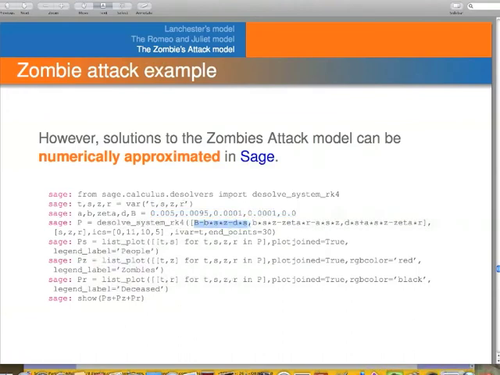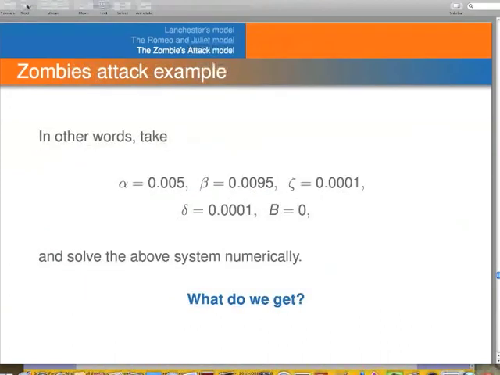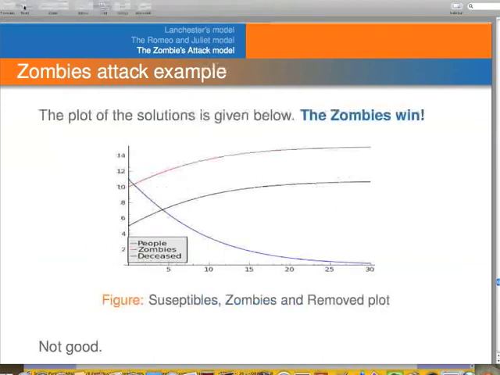Here's the system of differential equations. That's s prime, z prime, and so on. And now we want to plot each one of those. We'll solve numerically for s and z and r, and then we want to plot each one of those. This is the way you plot a list of points that this function returns here. And we show them all on the same graph. I'm just remembering here for you what alpha and beta are, and there's no birth rate here. So what do we get with these constants?